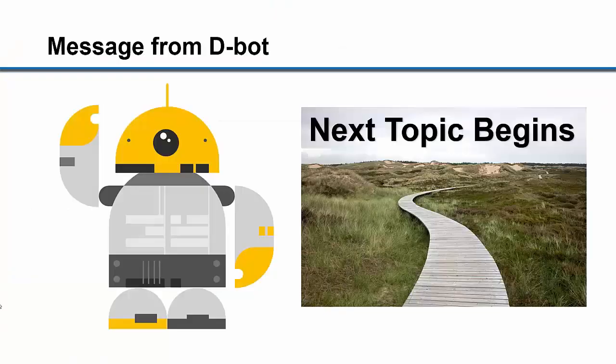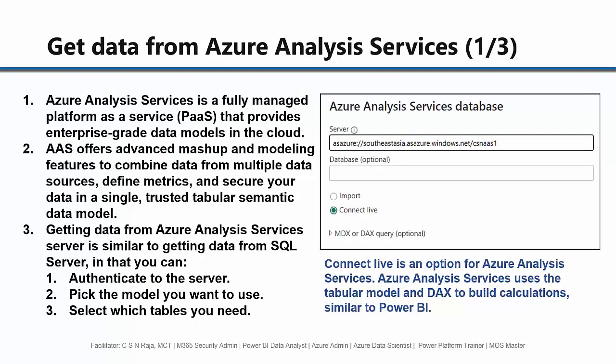Okay, let us move to the next topic about getting data from Azure Analysis Services. Azure Analysis Services is a fully managed platform as a service, known as PaaS, that provides enterprise-grade data models in the cloud. It is almost similar to getting data from a SQL Server in terms of authentication, picking the model, and selecting which tables you need. There is one difference between them. The connectivity mode is called import and connect live here. It was import and DirectQuery in SQL Server.